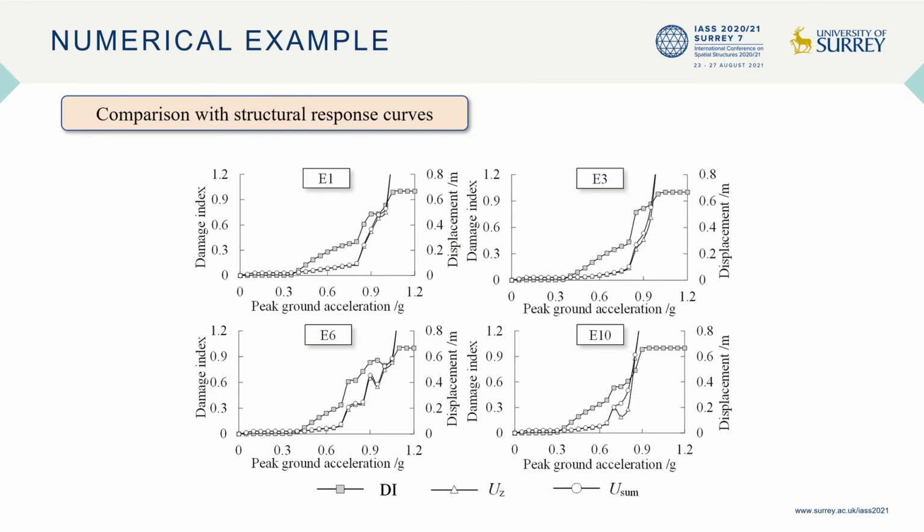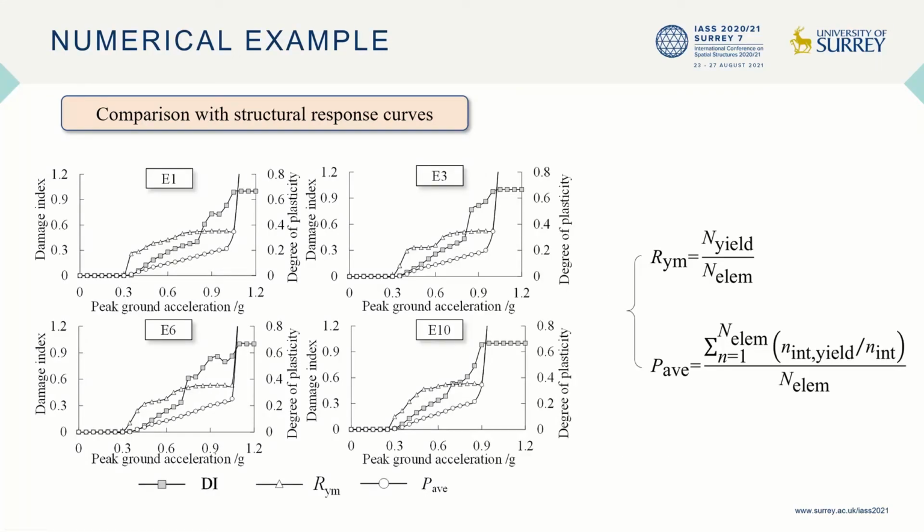We choose the damage development curves of 4 seismic waves and compare them with the structural displacement response curves under the corresponding seismic excitation, as shown in these figures. As we can see, the displacement response of the structure is very low in the early stage of damage development. When the damage index is greater than about 0.4, the displacement response increases greatly.